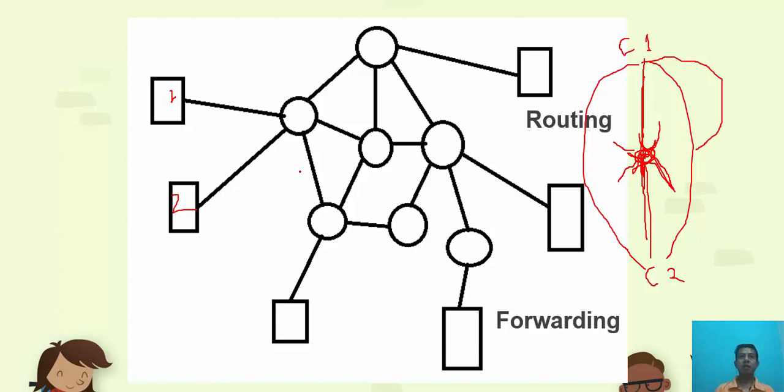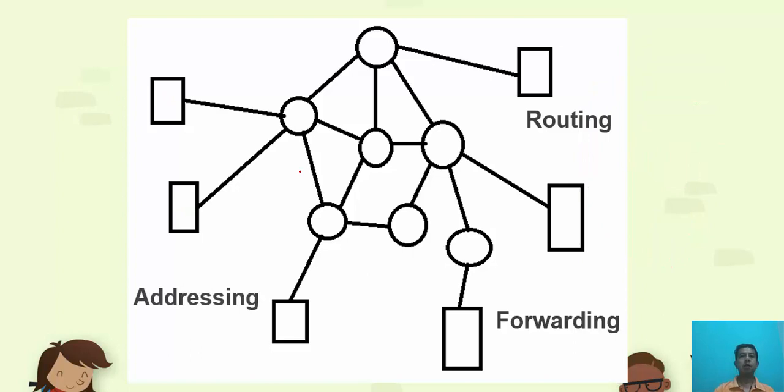So we have identified three broad tasks of the network layer: routing, forwarding, and addressing. There are other subtasks associated with these tasks, which we'll see as we go on discussing these tasks one by one.